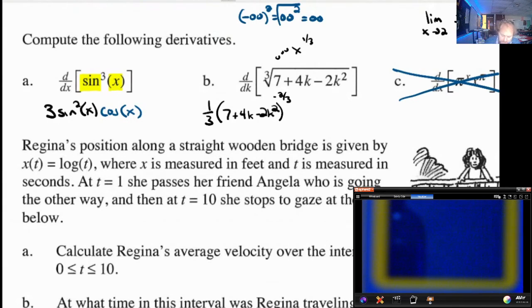And then the only thing left here to do is to multiply by the derivative of the inside part. So let's multiply that times 4 minus 4k. And that is all. I'm sure we could do some simplification here, but who cares?